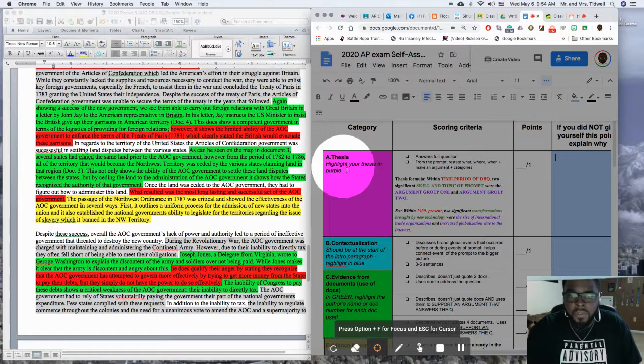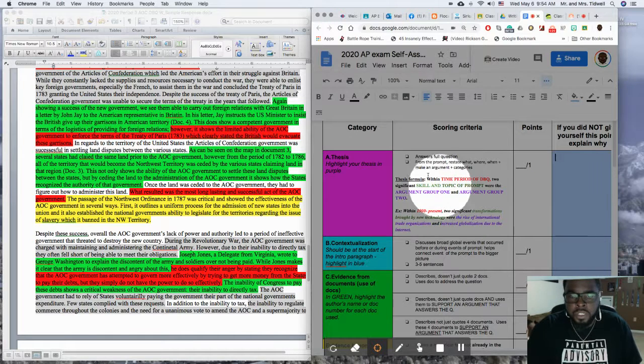All right, so the first part you're going to do is have your thesis. This is going to be highlighted in purple, and what you're going to do here is really answer the full question from the prompt. Restate what, where, when, plus make an argument in the categories. I gave you guys the same thesis formula that I gave you in the DBQ outline paper as well. So within the time period of the DBQ, two significant skills and topics of the prompt were the arguments: argument group one and argument group two.